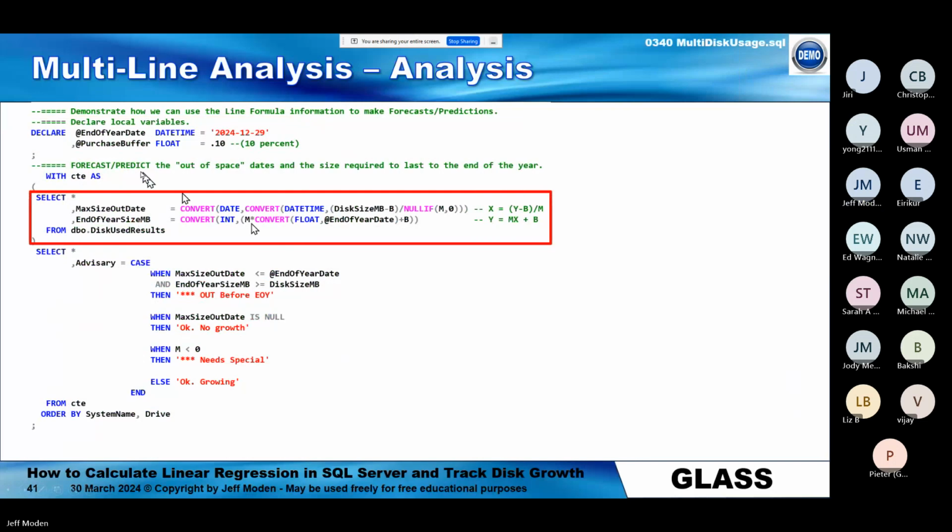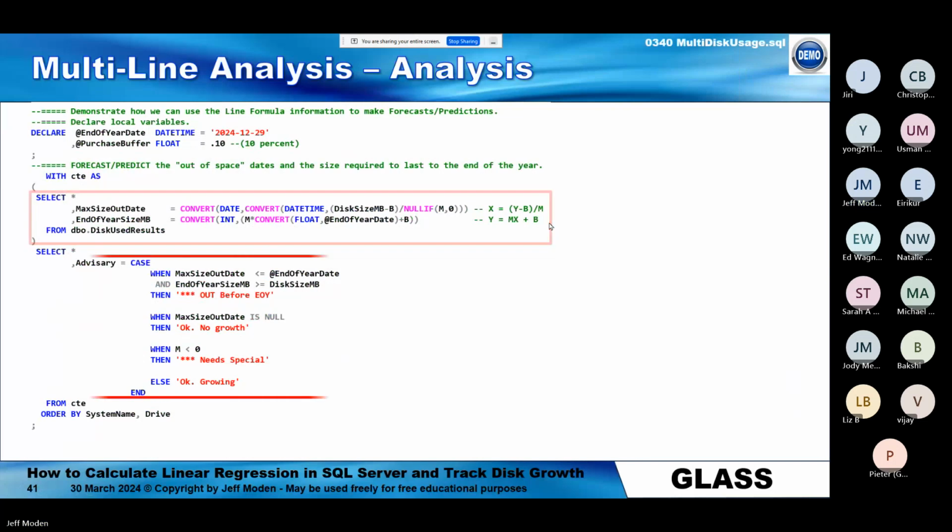But the max size for the out of year date, it's another y minus b divided by m type thing. We've got the known disk size that we want in there, and it just works. And the same thing with the end of year size. We have an end of year date, and that's just using the regular y equals mx plus b formula.